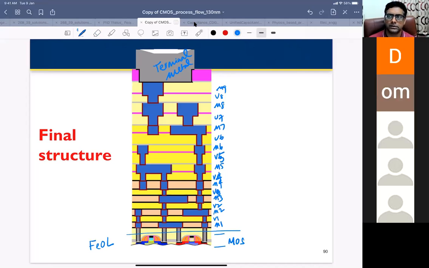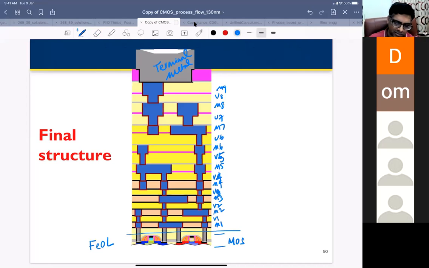Sir, the gate connection is not shown. Is it connected in some other plane? Which one? Sir, the gate connection. Yes, the gate connection is not shown here. That is in another plane, so this is done by other means.